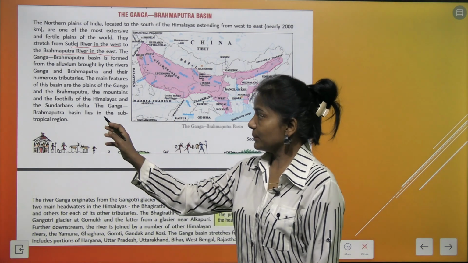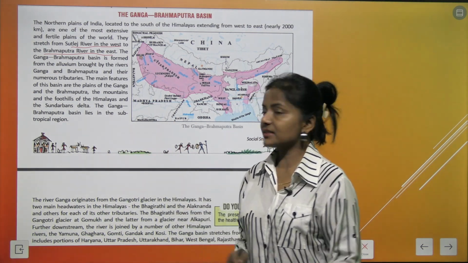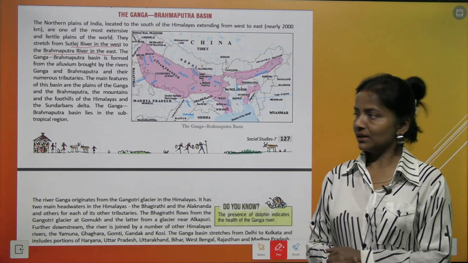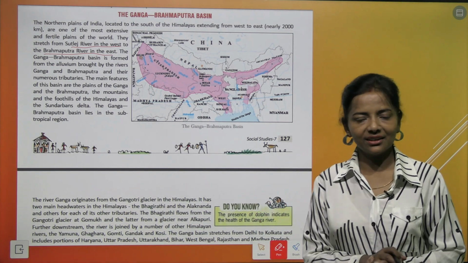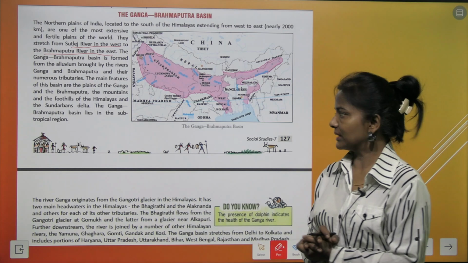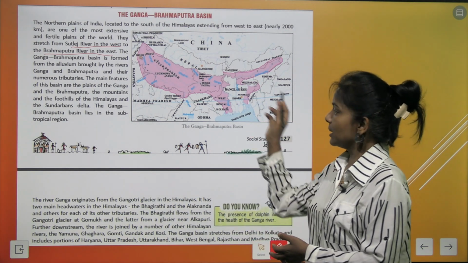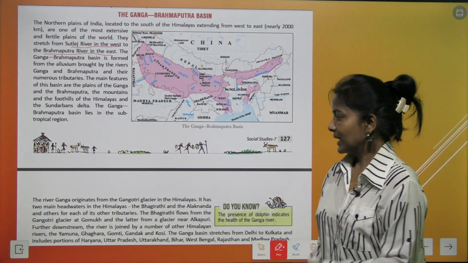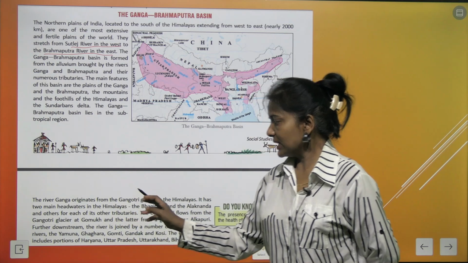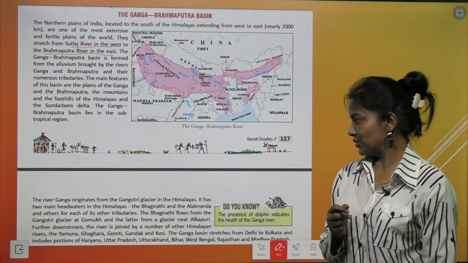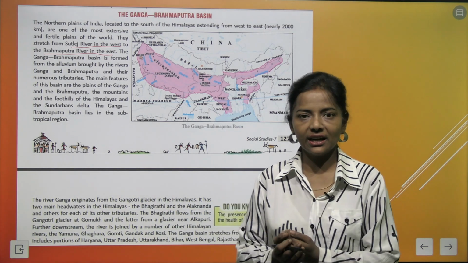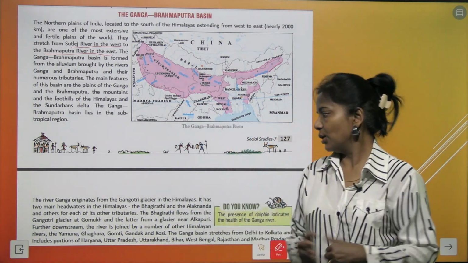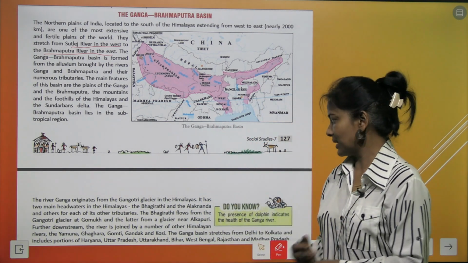The Ganga-Brahmaputra basin lies in the subtropical region. और गंगा ब्रह्मपुत्र बेसिन जो है वो कहाँ है? Subtropical region में. It lies in the subtropical region. This is the Ganga-Brahmaputra basin. The river Ganga originates from the Gangotri glacier in the Himalayas. We all know that रिवर गंगा गंगोत्री ग्लेशियर से ओरिजिनेट करती है, जो कि हिमालयाज में है.